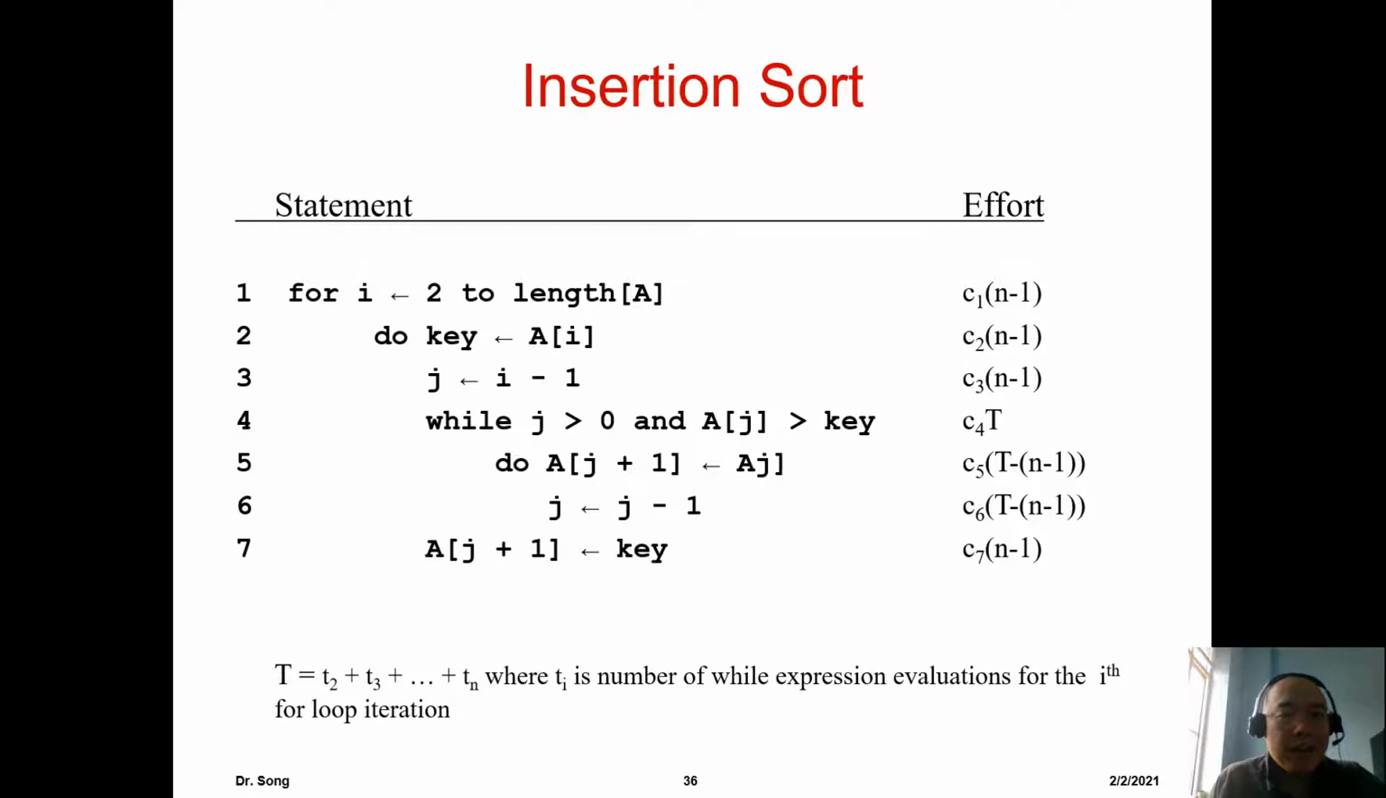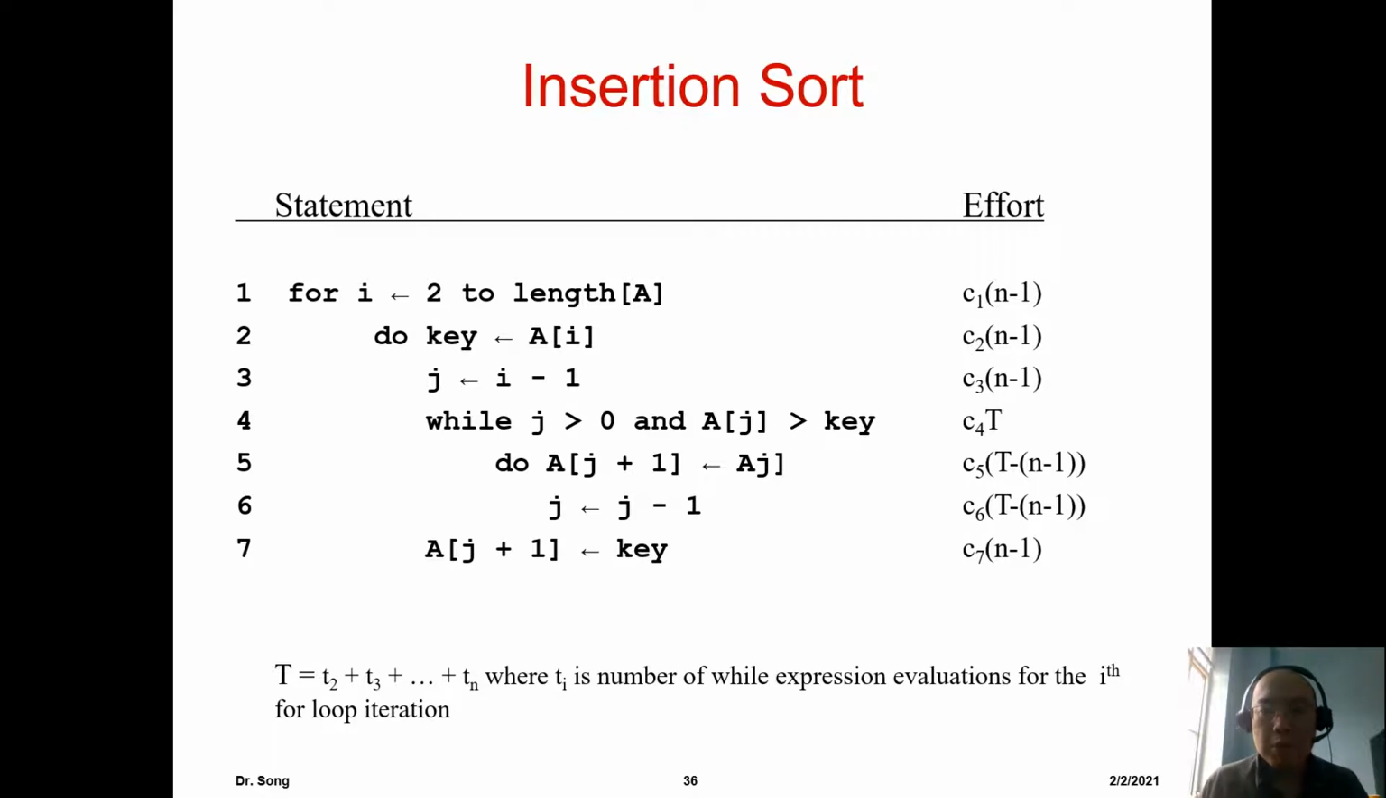Okay, and then, if line 4 is executed T times, how many times are line 5 and line 6 executed? It should be T minus (n minus 1). Why? Because if, for one value, to insert it into the right place, line 4 is executed k times, how many times are line 5 and line 6 executed? They should be k minus 1.